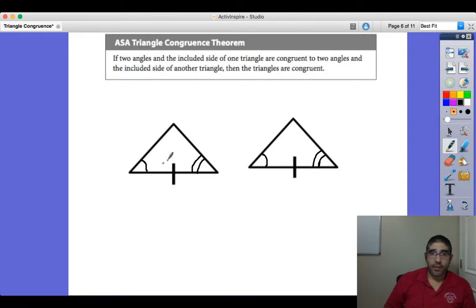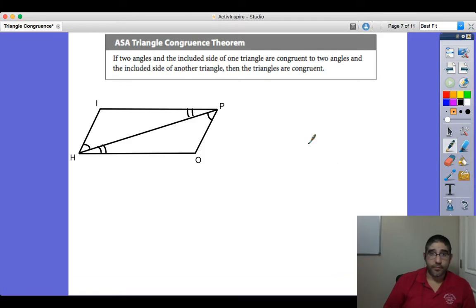Okay? Reason being is that if you have these angles and they're a certain distance apart, they're always going to meet up in the same point if you extend their rays. Always going to meet up in the same point, which means that this side will be congruent to that side. This side will be congruent to that side. And it goes back to side, side, side. They all kind of come back to side, side, side. These are all just different ways of getting there. Okay. All right. So here's what it looks like in a proof. Now what we're given is that HIPO is a parallelogram.